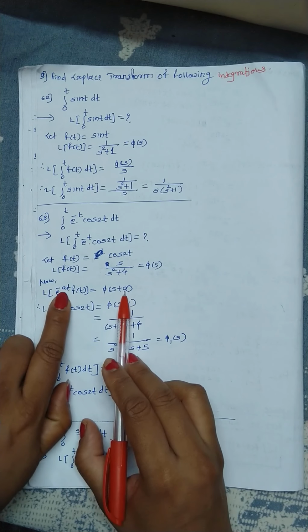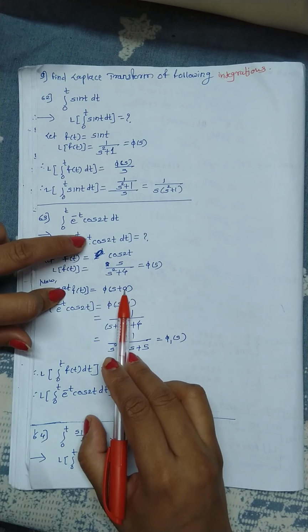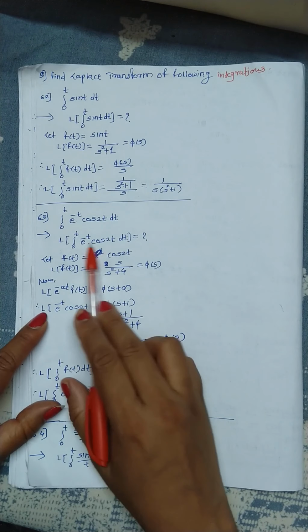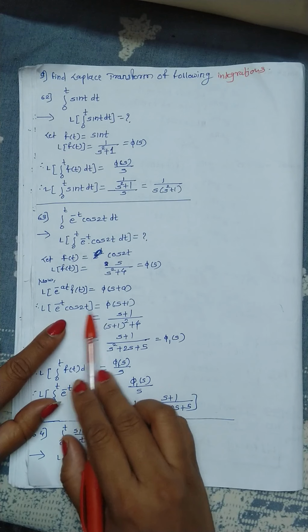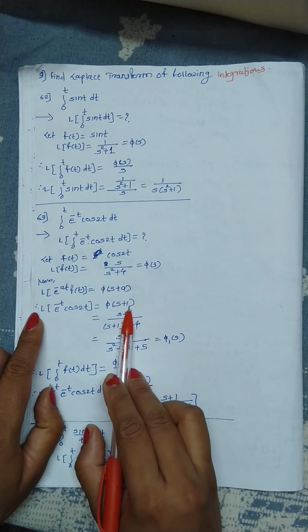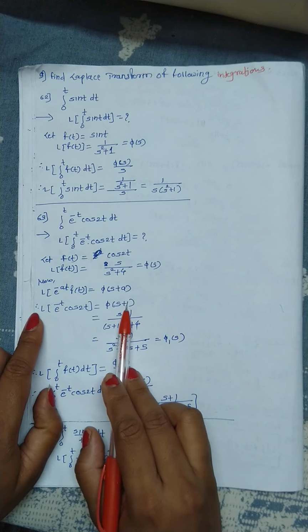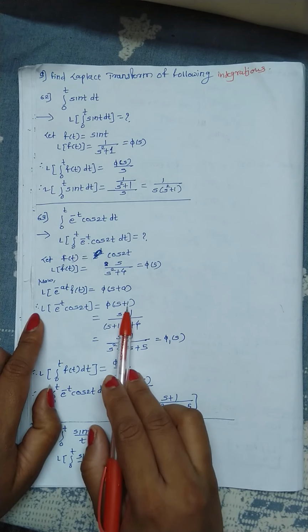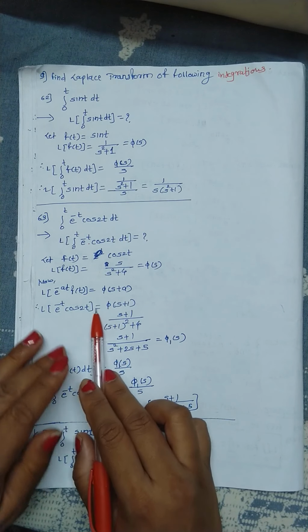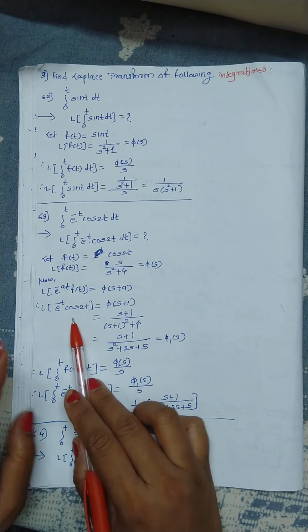What is a? This number. In this example, what is a here? 1. That's why Laplace of e raised to minus t cos 2t becomes, by this formula, phi of s plus this number a. If minus is there, replace plus 1. If plus 1 is there, replace minus 1. This is the only exponential property we have studied long back, at the earlier part of this chapter.